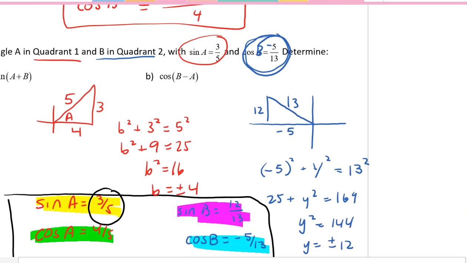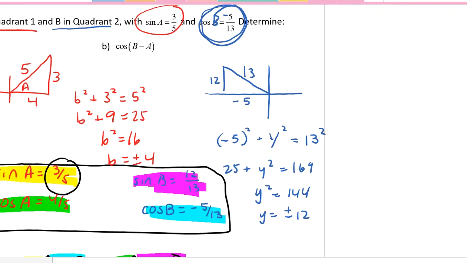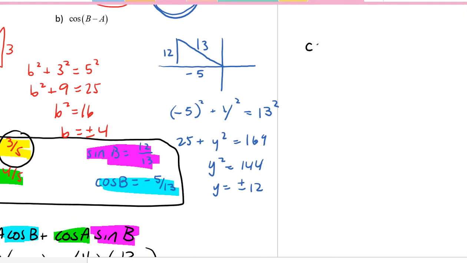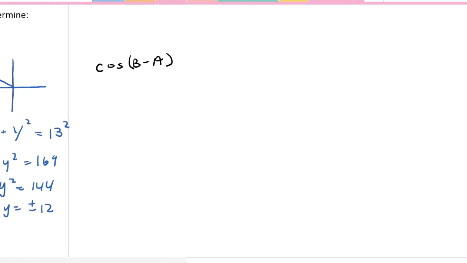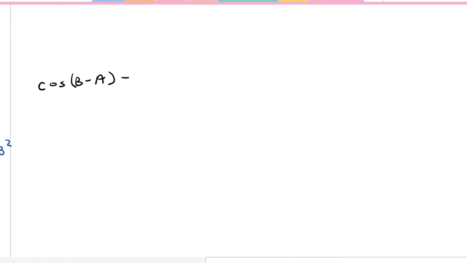Now let's do the one that was next to it. It told me cosine of B minus A. Okay, so I'm just going to go over here. Cosine of B minus A. Ooh, it's a little backwards, but that's okay. We can still do this. It's going to be cosine B cosine A plus sine B sine A.